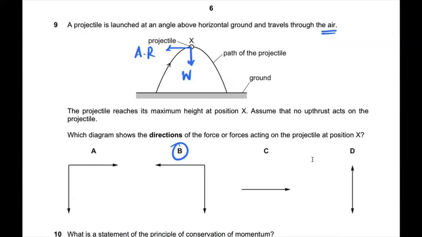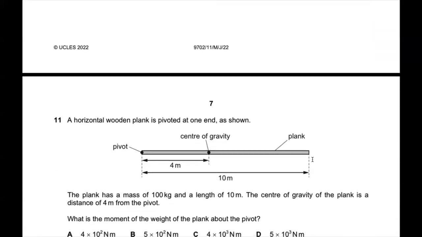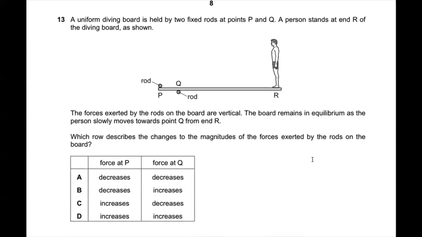All right. So I think 10 is also really straightforward, 11 as well, 12 too. Let's have a look at 13. A uniform diving board is held by two fixed rods at points P and Q. A person stands at end R of the uniform diving board as shown. The forces exerted by the rods on the board are vertical. The board remains in equilibrium as the person slowly moves towards point Q from end R.